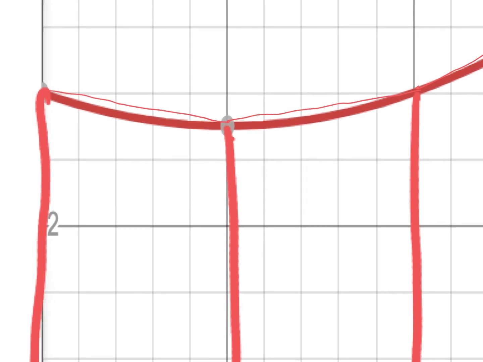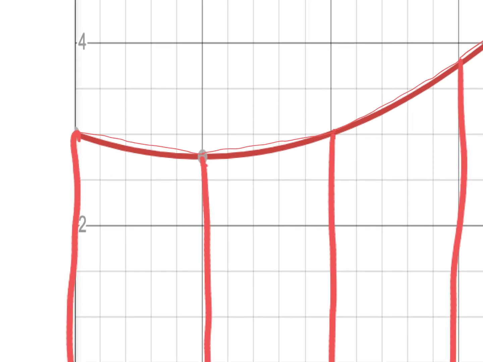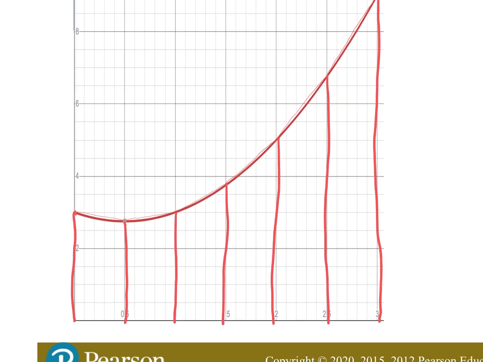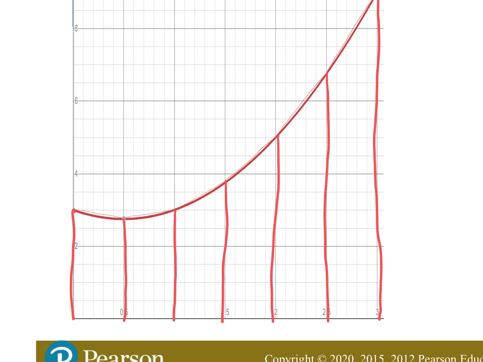So it doesn't have anything to do with increasing or decreasing. It has to do with concavity. What kind of concavity does this have? This is concave up. Concave up means the trapezoids will be larger. Concave down means the trapezoids will be smaller. Okay, this is an entirely concave up section, and so all of the trapezoids will be slightly too big. So our overall is going to be an overestimate by a little bit.